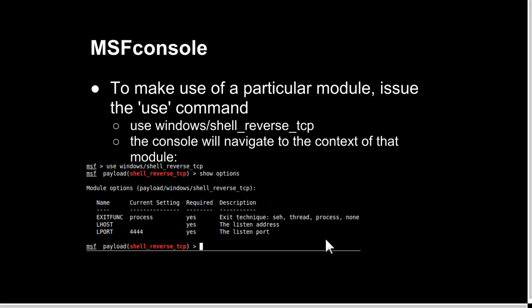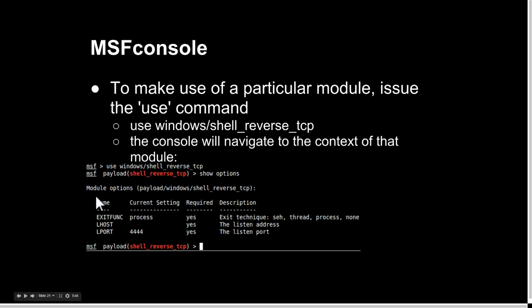So to make use of a particular module, you would issue the use command. For instance, use Windows shell reverse TCP. And this would just be basically a payload. It's not an exploit, so there's nothing to drop it by itself. But you can see the options. Once you type use, the next prompt will be spawned in the context of that module. So then if you hit show options there, it'll show options of that context, of that payload.